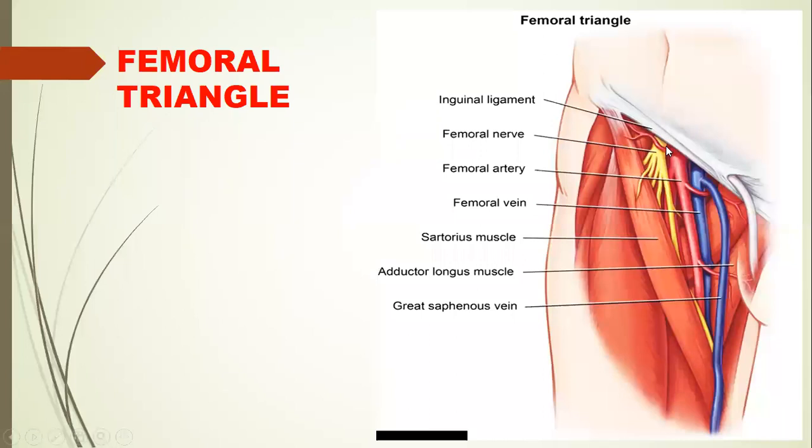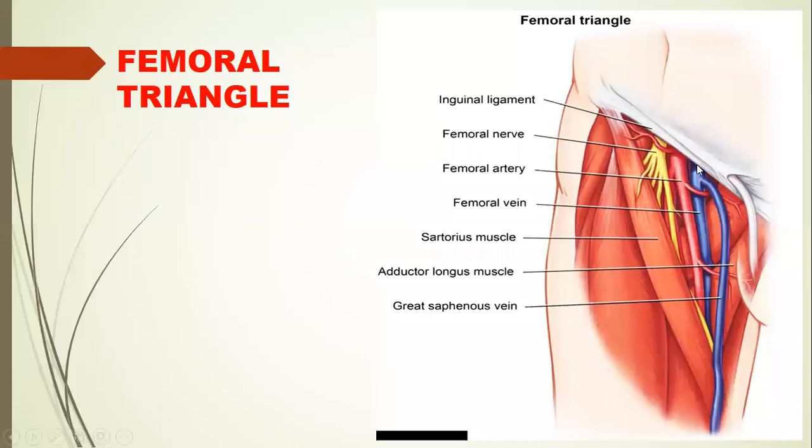Then you can say that next to the femoral nerve, there is a structure in the femoral triangle which is collectively called the femoral sheath. We'll discuss the femoral sheath shortly. So what lies in the femoral sheath? The first one is the femoral artery and its branches. This is the femoral artery, and these are its several branches.